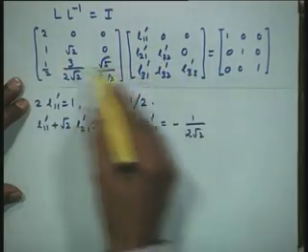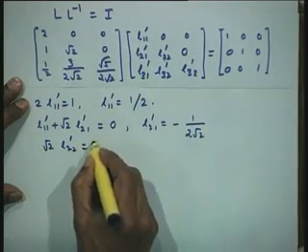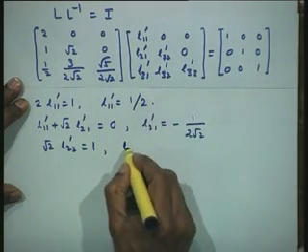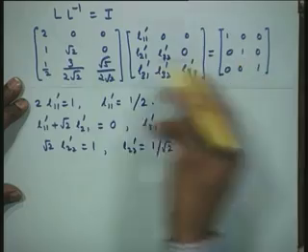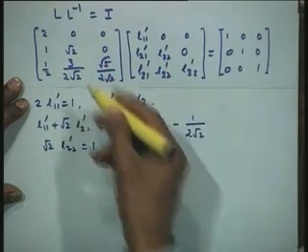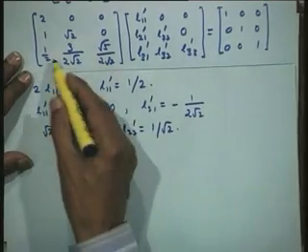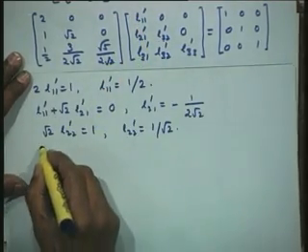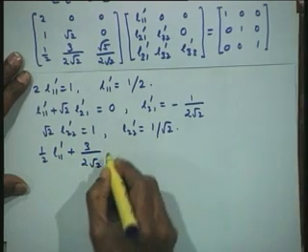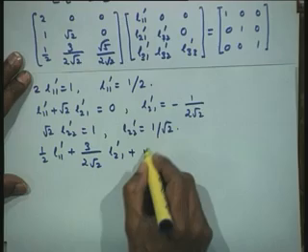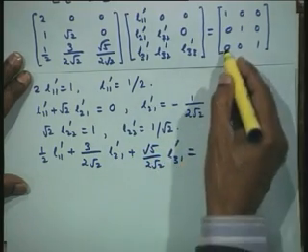Second row second column just gives you root 2 into L22 dashed, that is equal to 1, this pivot. So, L22 dashed is equal to 1 upon root 2. The observation which you have made, the diagonal element of this will be the inverse of this, that is 1 upon root 2. Then I can multiply this row and this column. So, I will have half L11 dashed, 3 upon 2 root 2 L21 dashed plus root 5 by 2 root 2 L31 dashed, that will be this element 0.